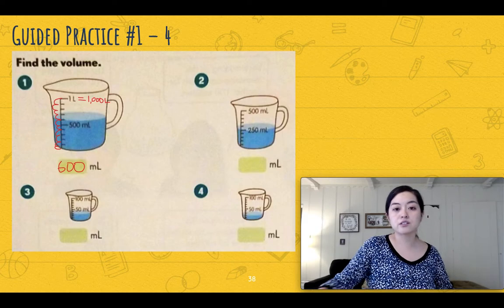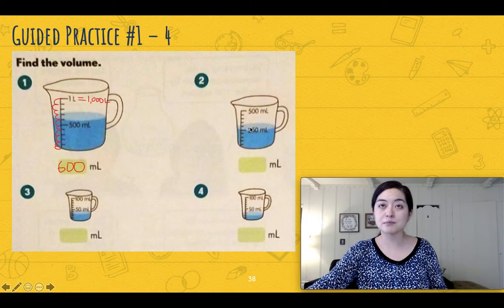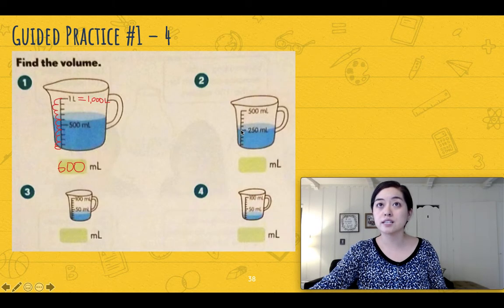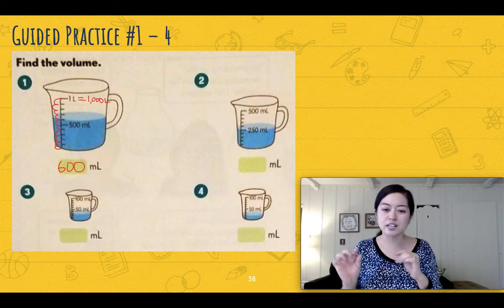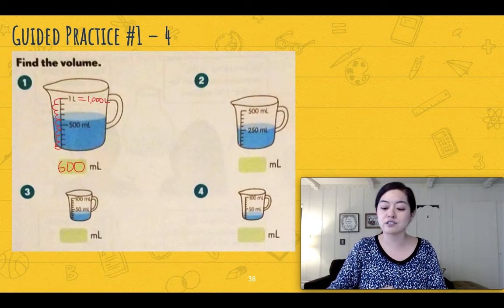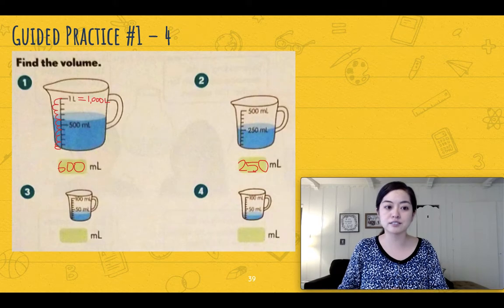And let's take a look over here. Okay, over here, oh, it's just easy peasy because I see that the water level is hitting right at the 250 milliliter mark. So I don't really need to figure out what each marking is. In this case, I can just know that the volume of the water is 250 milliliters. Okay. Let's get number 3.